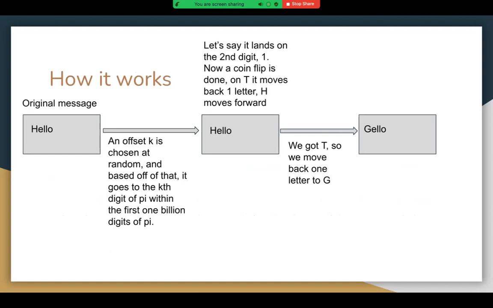So the way it works is that we take our original message, hello, and we have an offset k chosen at random, and based off of that, it goes to the kth digit of pi within the first 1 billion digits of pi. Let's say it lands on the second digit, 1. Now a coin flip is done. On tails, it moves back one letter. Heads moves forward. We got tails, so we move back one letter to get G.